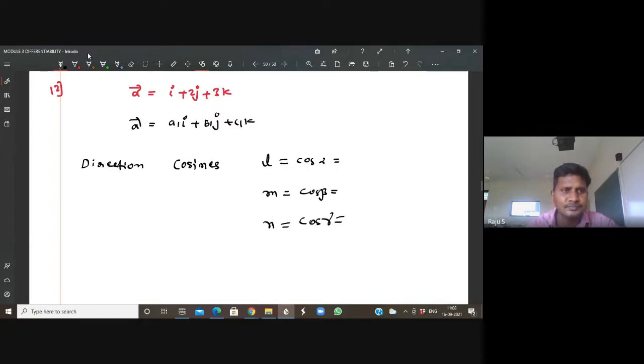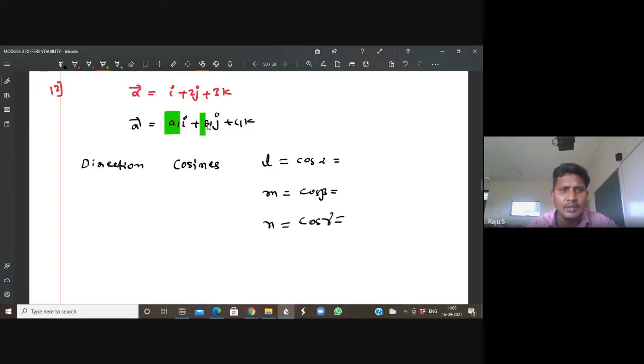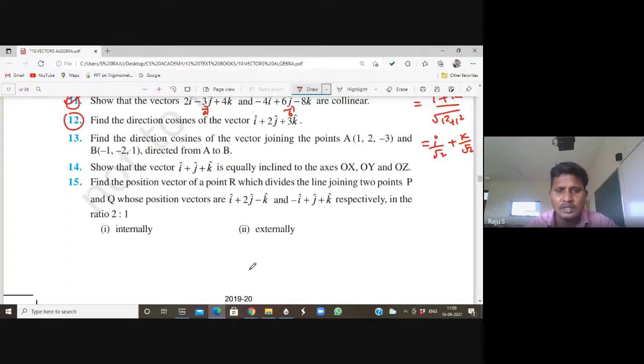See students, here a1, b1, c1 are there. What are a1, b1, c1? Directly, a1, b1, c1 are called direction ratios, always a1, comma, b1, comma, c1. Whereas direction cosines are different. So in the given vector, what are the direction ratios? 1, 2, 3. What are the direction ratios of this vector? 1, 2, minus 1. Of this? Minus 1, 1, 1. Of this? 1, 2, 3. And of this? 2, minus 3, 4.